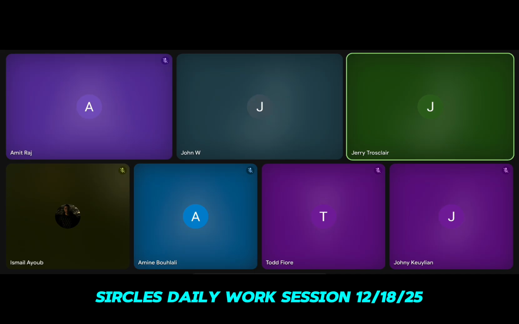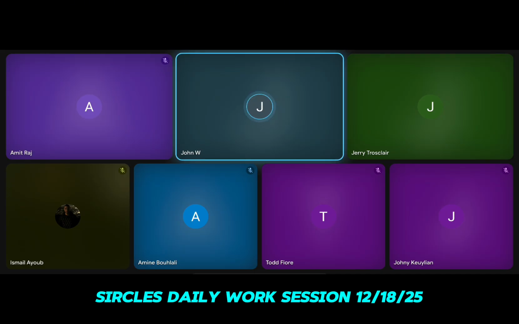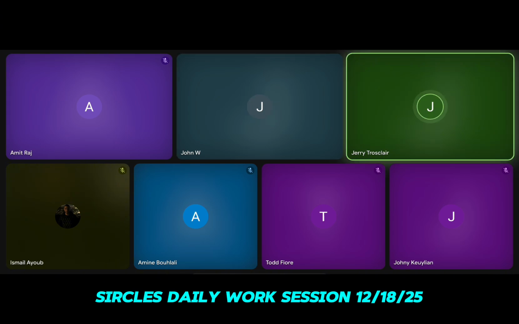Probably just some polishing and refinements. I don't know if there's any major structural work at this point. Let me run back through it. Where did we leave off yesterday? Well, yesterday I think it was just the scrolling, to my knowledge.